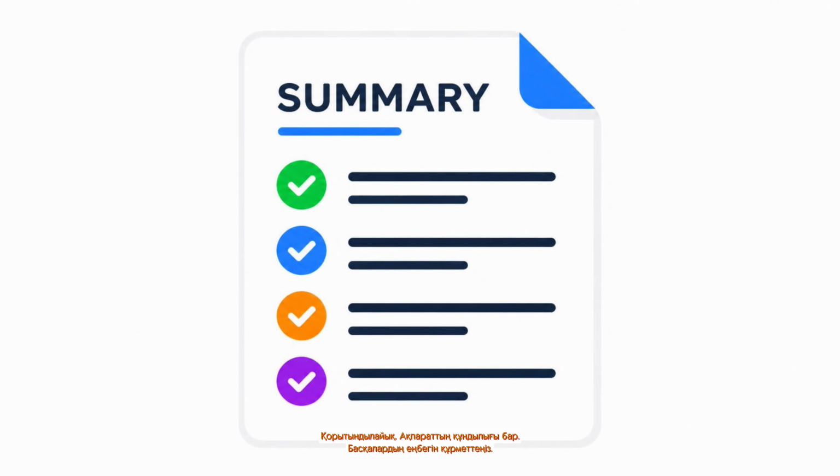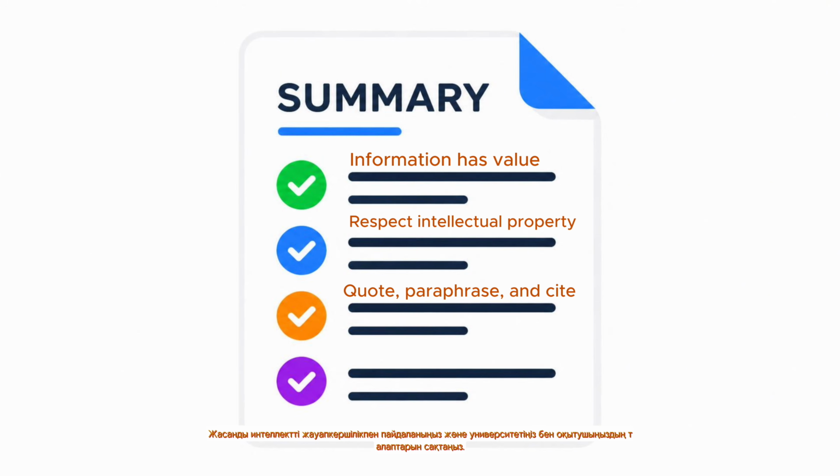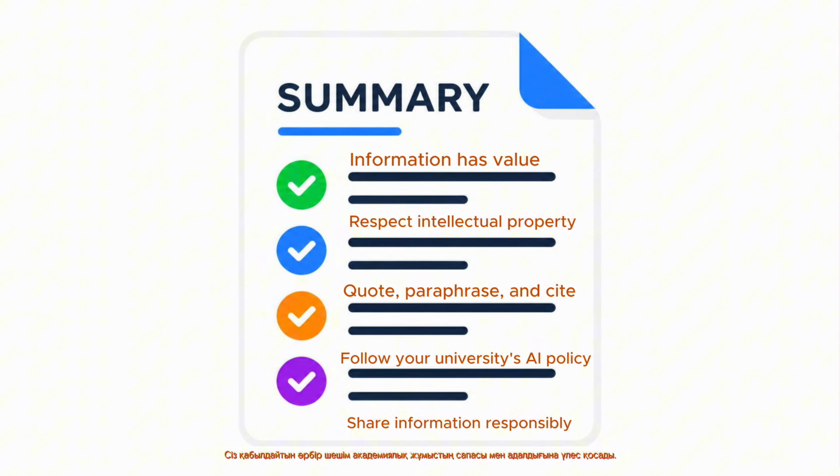Let's review. Information has value. Respect the work of others. Differentiate your ideas from someone else's. Use quotations, paraphrasing, and citations appropriately. Use AI responsibly and follow the expectations of your university and your instructor. Every decision you make contributes to the quality and integrity of academic work.